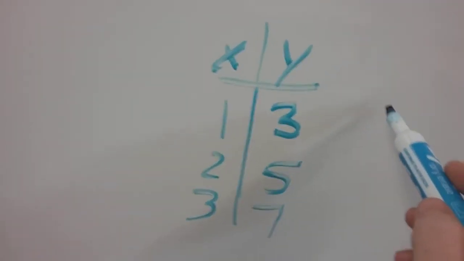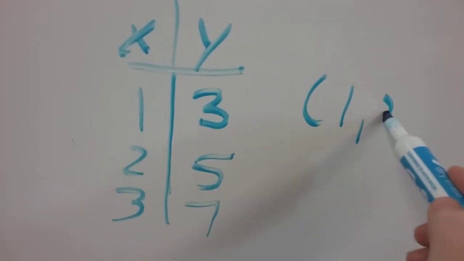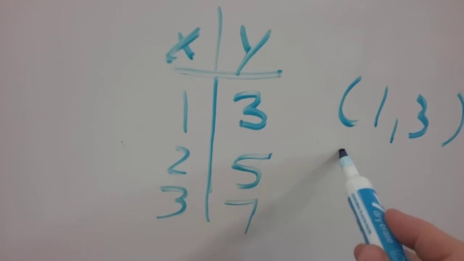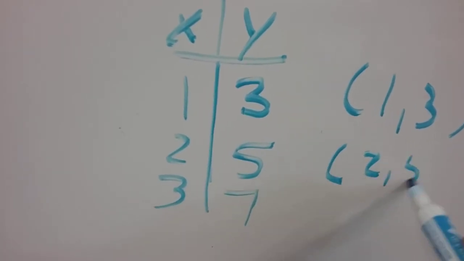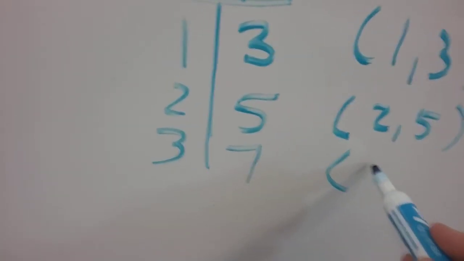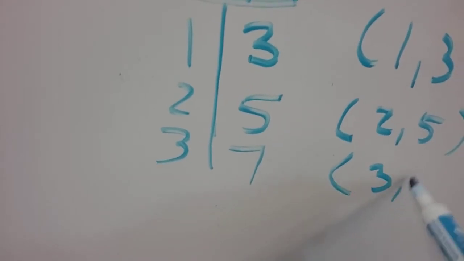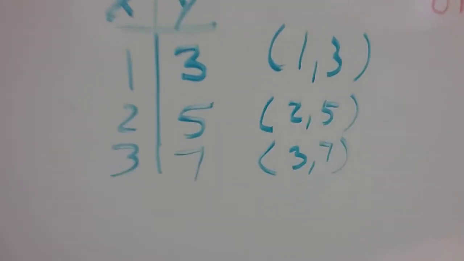So if I were to make ordered pairs from this, I could graph values for this actual equation on a graph, choosing my x's and y's, because my x's are independent and my y's are dependent.